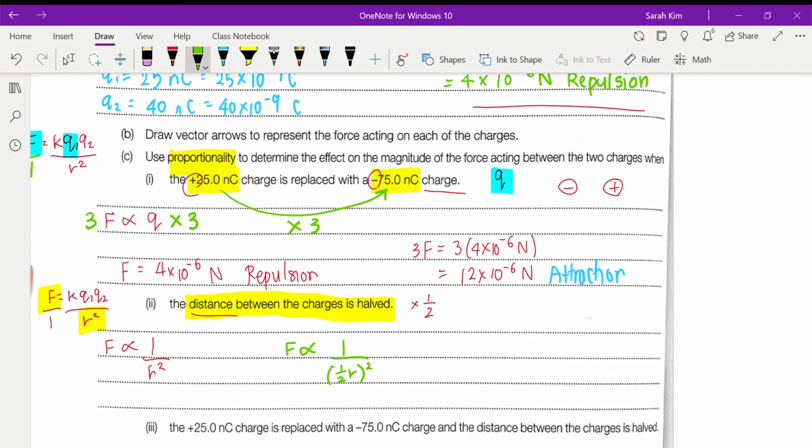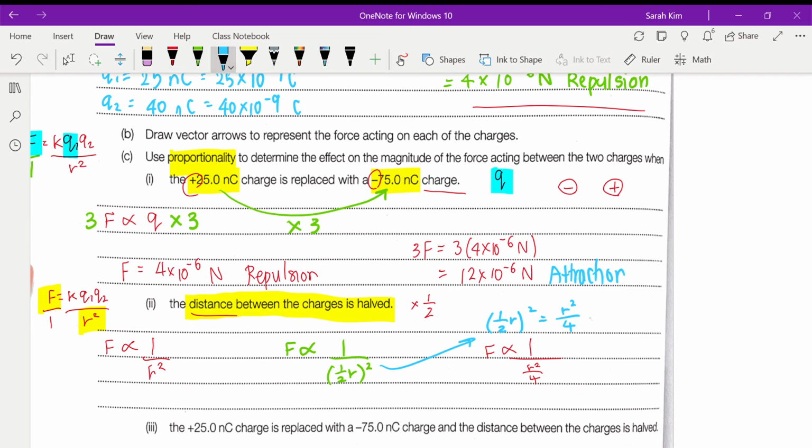So let me just do that working out on the side. What is half R squared? Well, that is R squared divided by 4. Alright, so that's what it gets replaced by. So if I rewrite this F proportionality, it's 1 divided by R squared over 4.